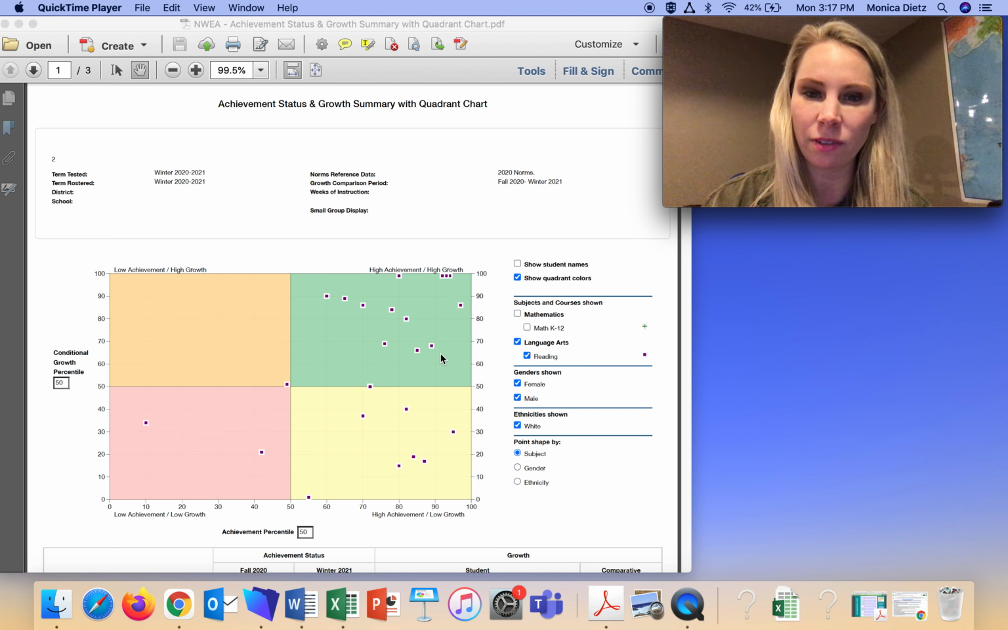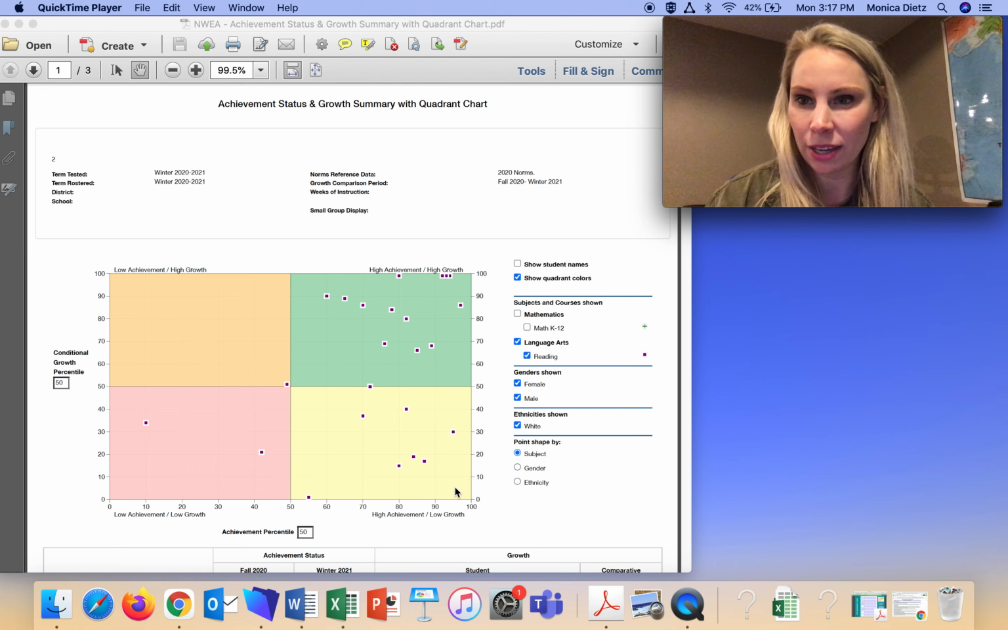Over here, we have high achievement, high growth. These students are performing above the 50th percentile and they're growing above the 50th percentile too, letting us know that their winter percentile rank is higher than their fall percentile rank was.